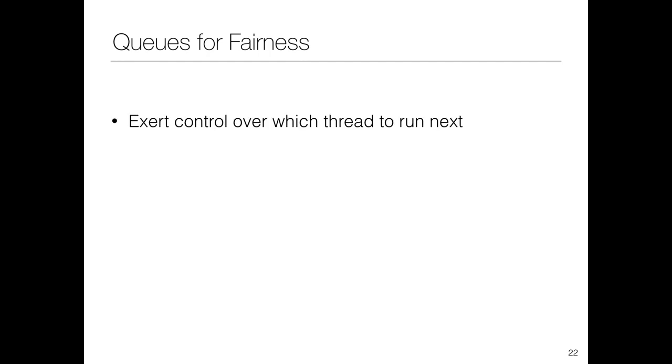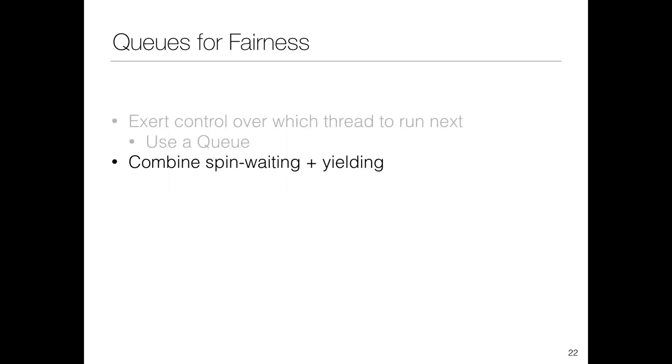The key principle is that we want to exert some control over which thread to run next. This is required for the policy of fairness. And we're using a queue for it. We combine spin waiting plus yielding. Does this make sense, or weren't we trying to set aside spin waiting? Didn't we want to eliminate spin waiting? Why do you think we are still going to use spin waiting?